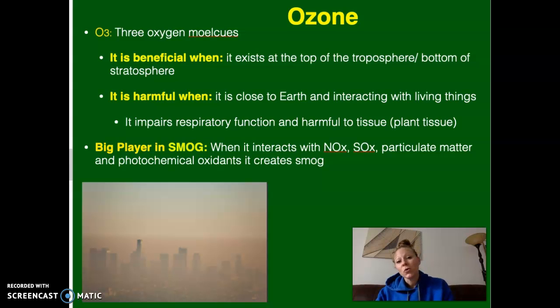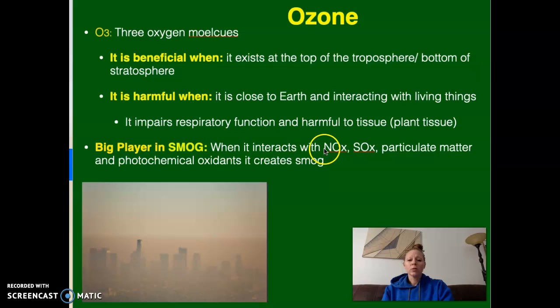All right, so we're going to talk about ozone, which is not on the list, but it is a big player. It is created when interacting with the NOx and SOx. So ozone is three oxygen molecules, O3, and ozone is good when it is at the top of the troposphere or the bottom of the stratosphere in the ozone layer. That's a great place for it. However, when it's close to Earth, when it's interacting with living things, that's not a good thing. It's harmful, once again, to your respiratory function and to plant tissue.